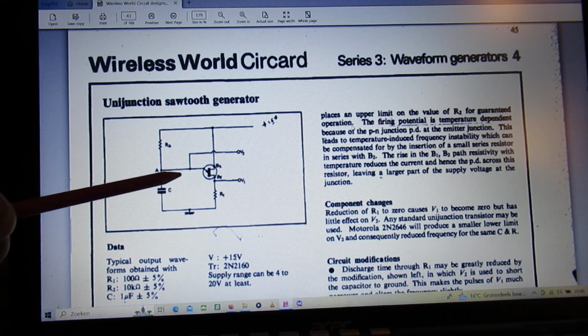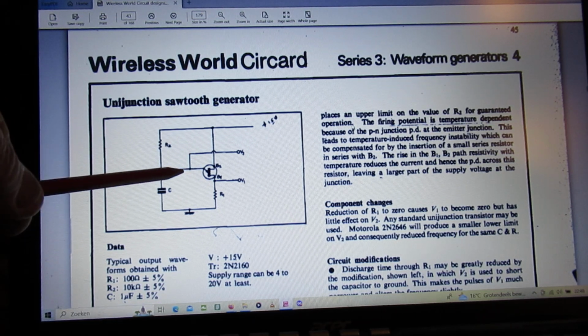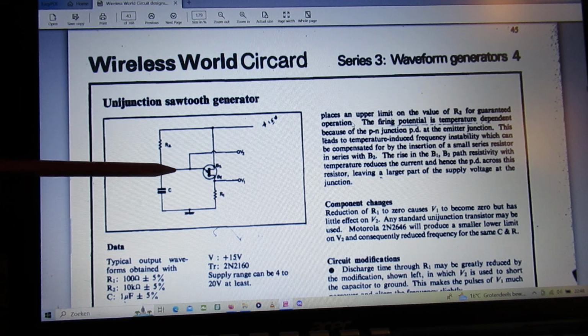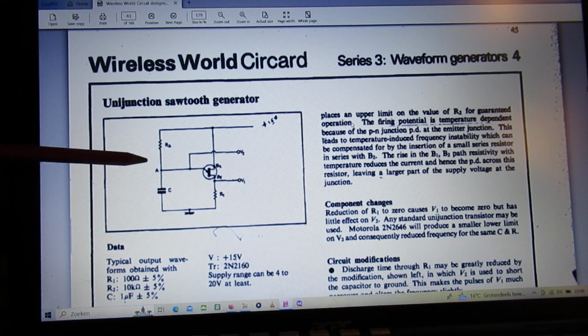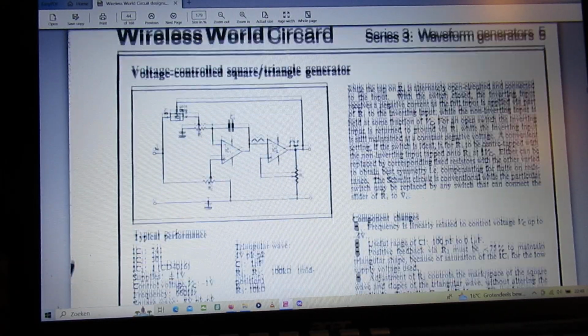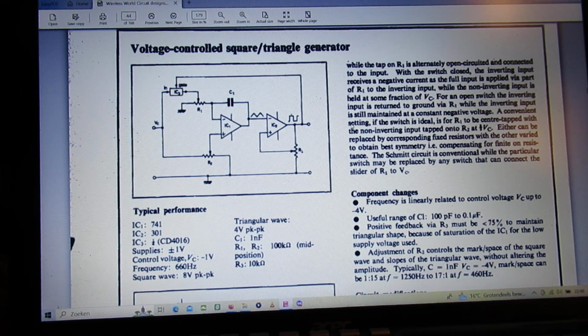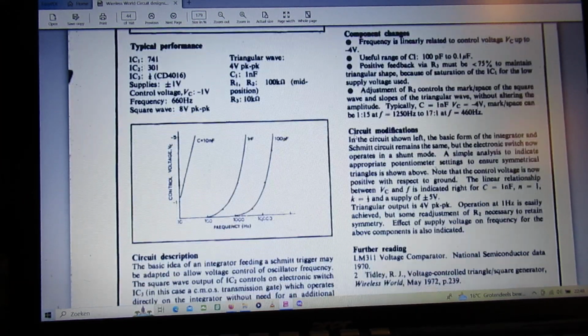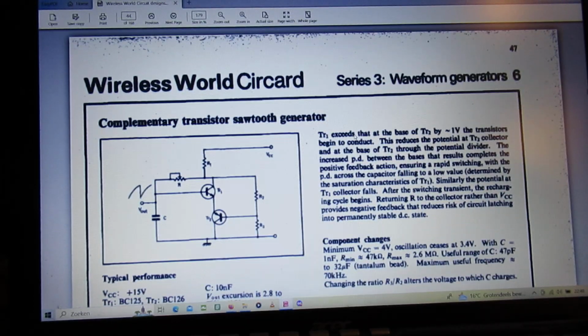Unijunction transistors are often used for all kinds of generators. And in older books of the 1970s, you will often find the unijunction transistor used as an oscillator. I never made a circuit with a unijunction transistor, by the way. So let's leave it. I'm now at 15 minutes. Very interesting here. Voltage controlled square triangle generator, etc.